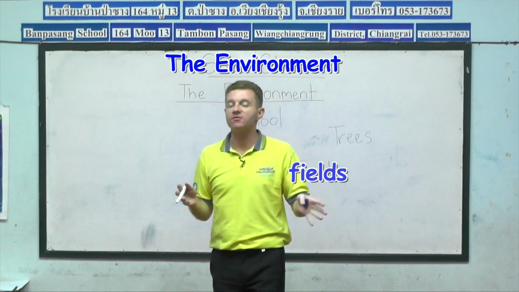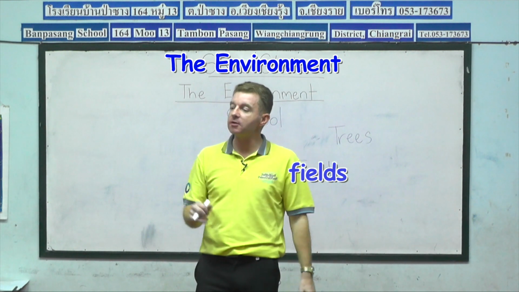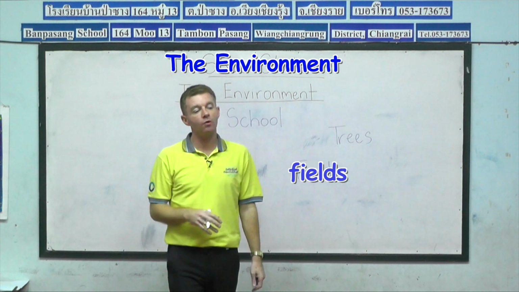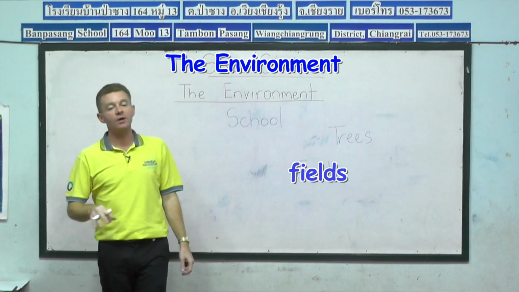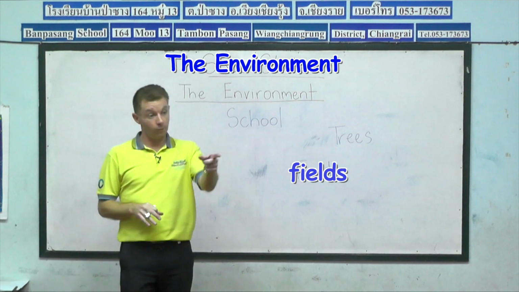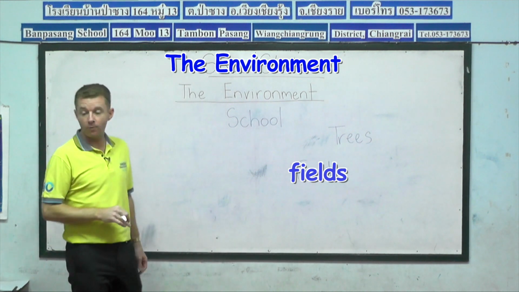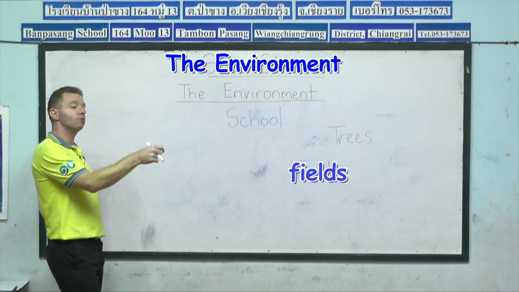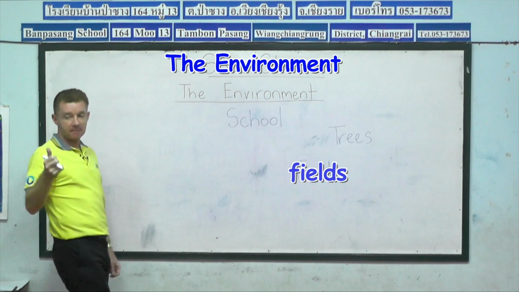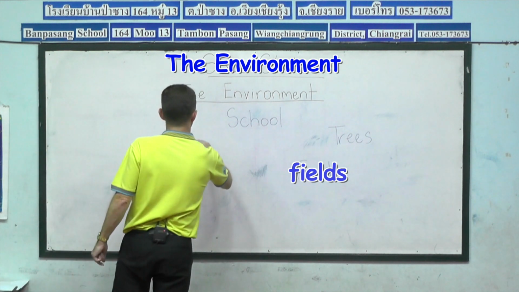So there are different types of environments. Can we think of anything else near where you live? What is your environment where you live? Home. Yes, we all live at home. Now, is home natural or man-made? Man-made. Man-made, yes, people make it, so we have home.